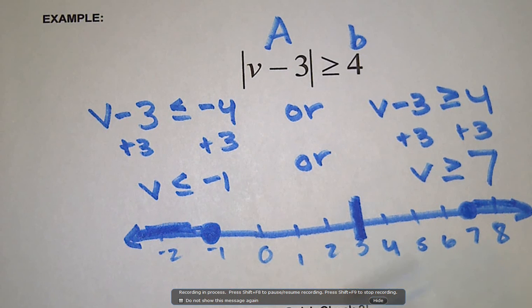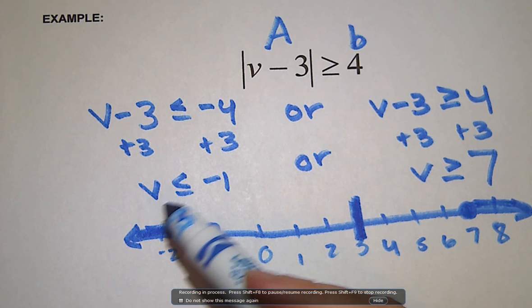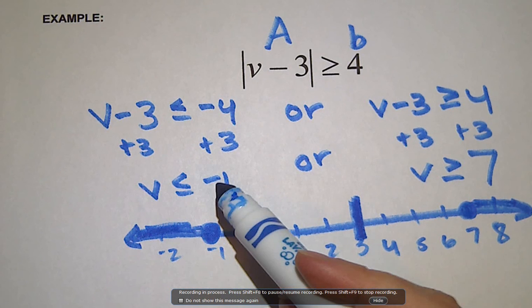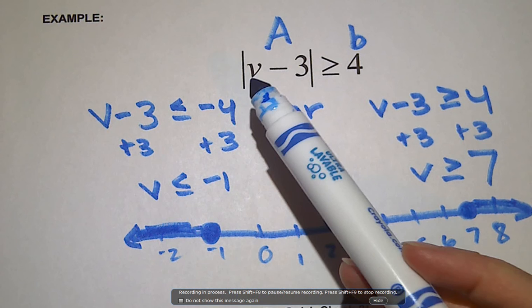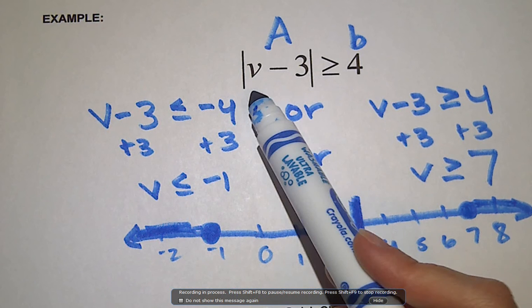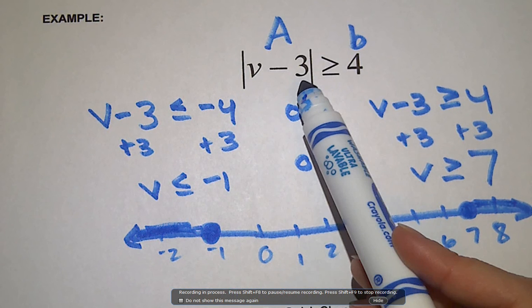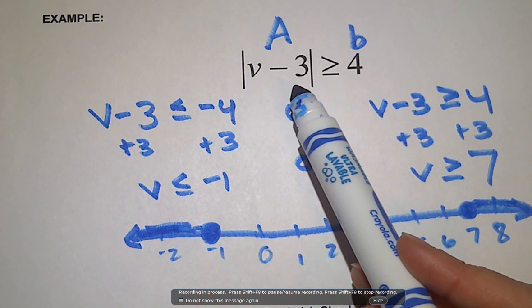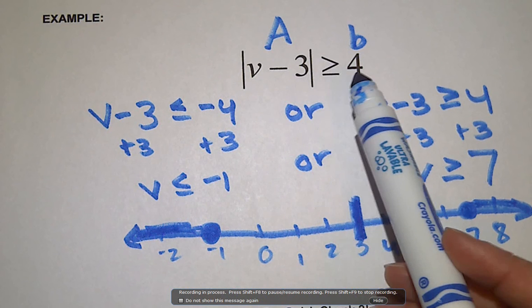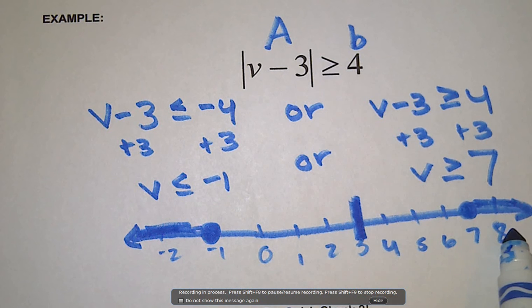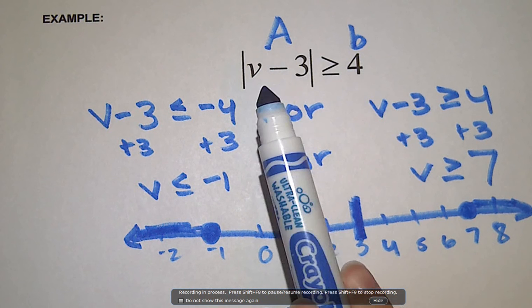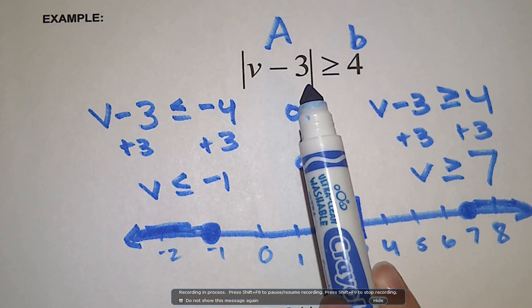Another way to check these is just to plug in points. You could plug in any point that's less than or equal to negative 1, like negative 2, and make sure that works, which it would, because negative 2 minus 3 is negative 5, and the absolute value of negative 5 is 5, and 5 is greater than or equal to 4. Or plug in a number up here, like 10. 10 minus 3 would be 7. The absolute value of 7 is 7. 7 is greater than or equal to 4.